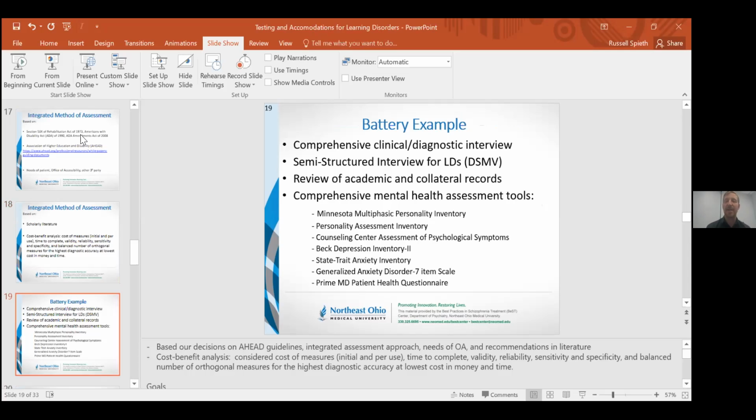You're going to want to have your comprehensive clinical diagnostic interview. You're going to want a semi-structured interview that's specifically for learning disorders. You're going to want to get as many academic collateral records as you can. You typically do a mental health assessment. I use the Minnesota Multiphasic Personality Inventory, MMPI, because it also has validity scales that let you determine if somebody's faking bad or faking good. It can be helpful to know if someone's malingering, because there are benefits to being diagnosed with a learning disorder, as you will see, which are some of the accommodations. So you want to be able to determine that, no, it seems like this person was putting in their best effort and that we believe their results are valid.